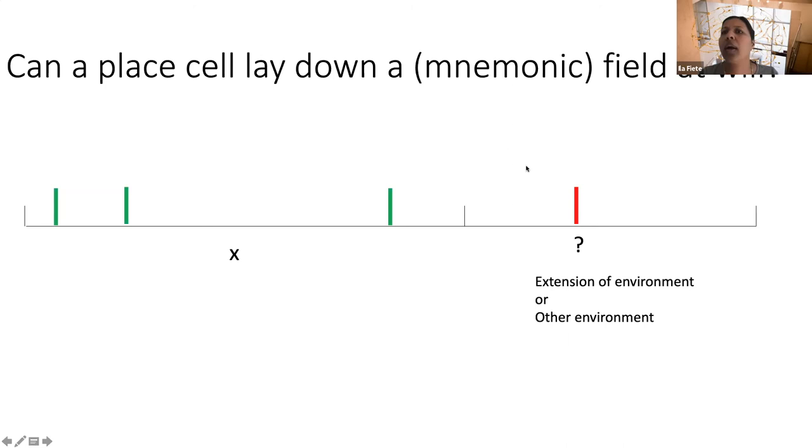Or another way to ask this question is, can I induce a field at some arbitrary location of my choosing? And then can the cell actually express a field at that location, even in the absence of external sensory cues? That's what I call a mnemonic field. These are fields that the cell can express even in the absence of an external cue that drives it at that location. So the question is about placement of mnemonic fields.